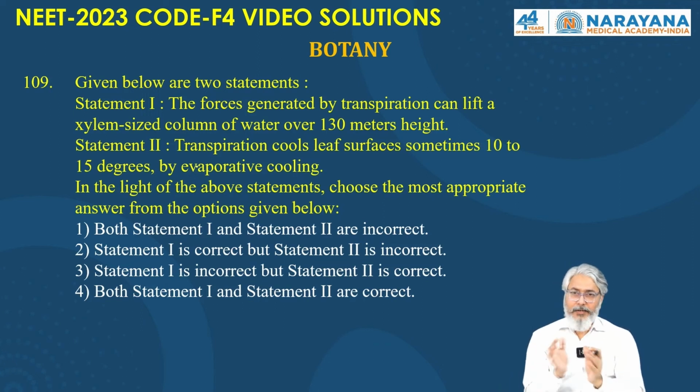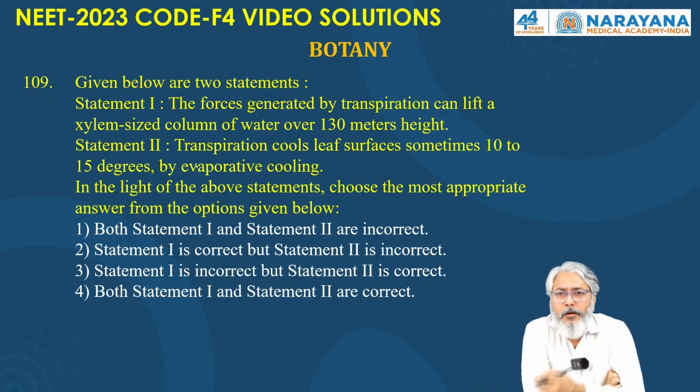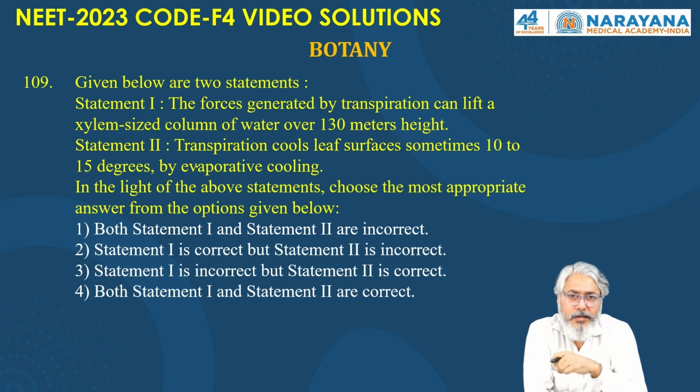Again, this is a statement type of question. Statement 1: The forces generated by transpiration can lift a xylem-sized column of water over 130 meters of height. This is true, because the magnitude of transpirational pull is found to be around 30 atmospheric pressure, which can pull the water column up to the height of 130, 135, 140 meters. So it is the correct statement.